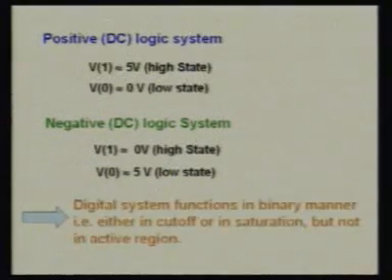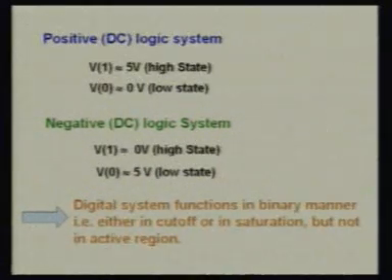So far we have seen that in digital systems we can give either a 0 state or a 1 state. We cannot give a state in between them. So we can say that a digital system functions in a binary manner, meaning it assumes either the low state or the high state, that is either 0 or 1. We can say that it assumes only the 0 bit or the 1 bit. And the devices like the diode or the transistors which we are using work either in the cutoff region or in the saturation region, but not in the active region, which we will see in further discussion.